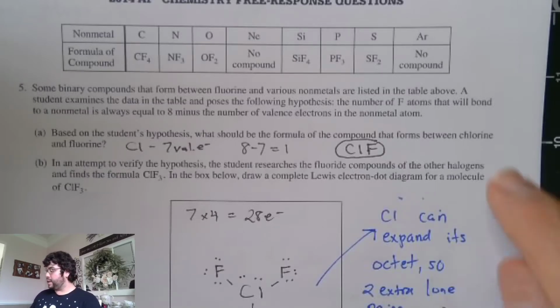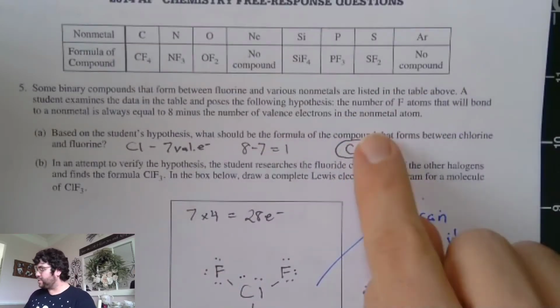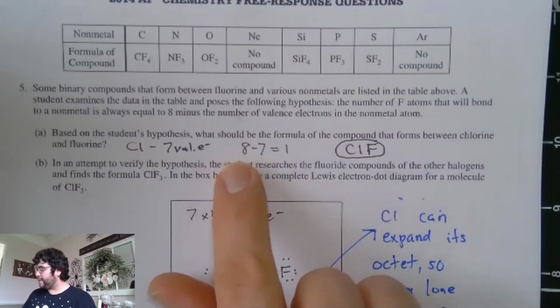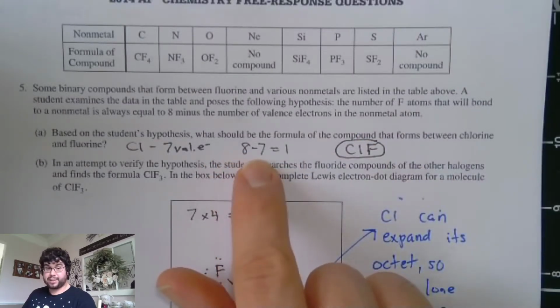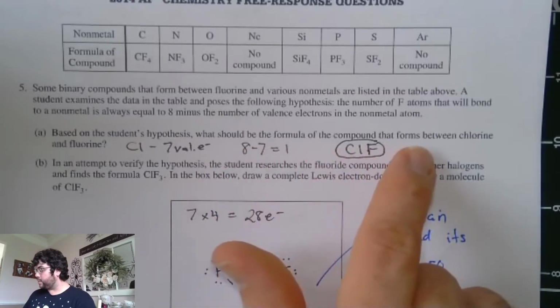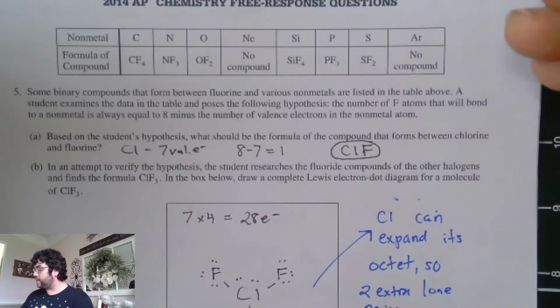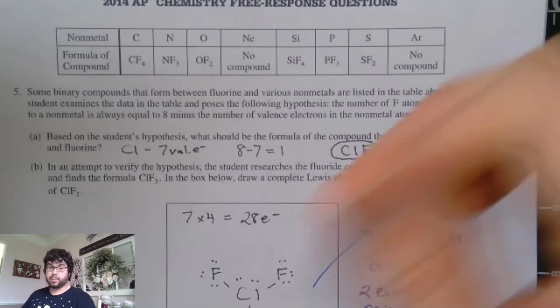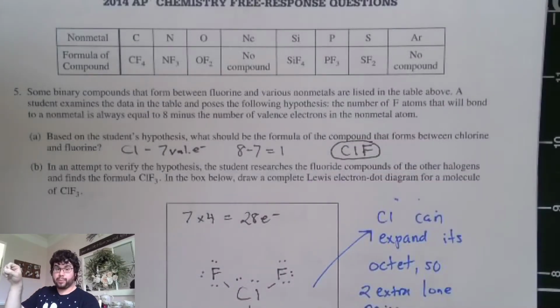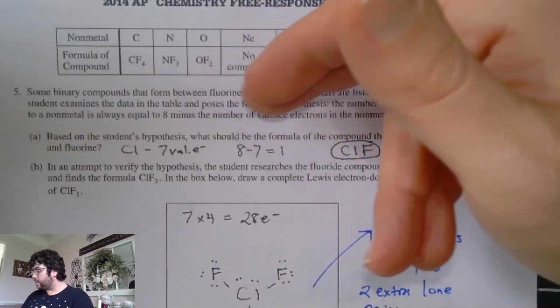Okay, so he's saying, or she, let's not give a gender, I guess. This student says that it's 8 minus the number of valence electrons on the nonmetal that binds with the fluorine. So what should the formula of the compound that forms between chlorine and fluorine be? Let me just read it again. The following hypothesis, the number of F atoms that will bond to a nonmetal. So we're talking about fluorine binding to a nonmetal. In this case, it's chlorine. So it's going to be 8 minus the number of valence electrons in the nonmetal.